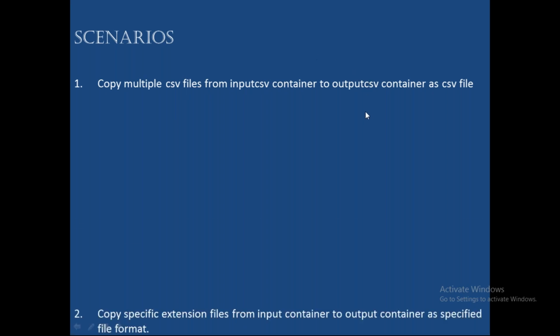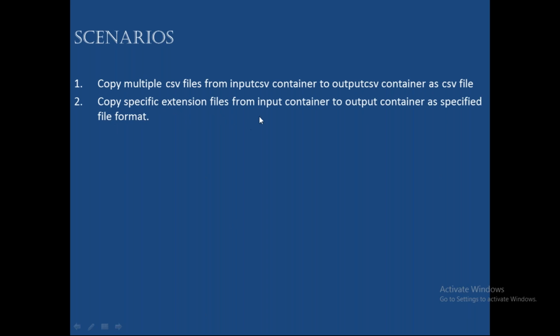The next scenario is that we are going to copy files with specific extensions from the input container to the output container in a specified file format. For example, let's say I have both CSV and JSON files in my input container. What I want to do is take only the CSV files and load them into my target.